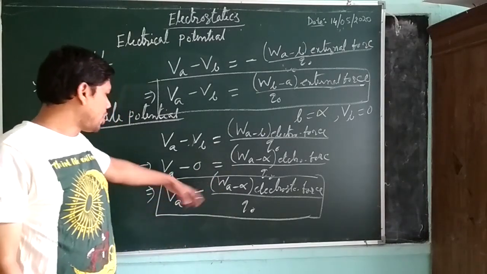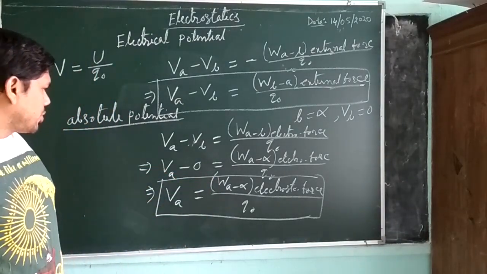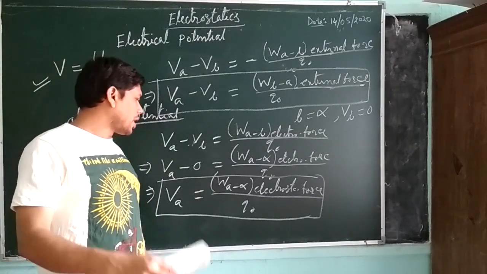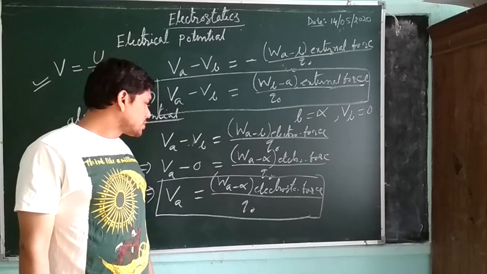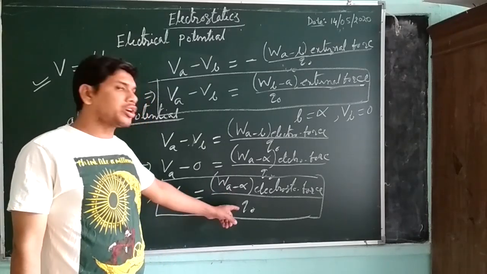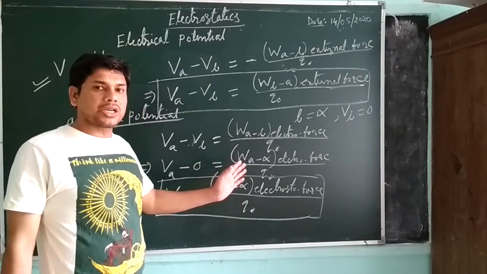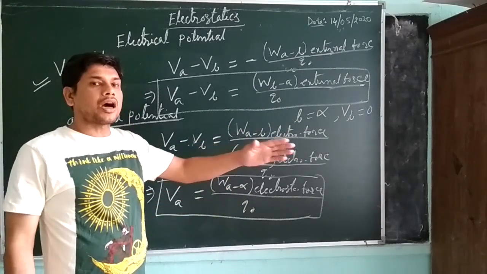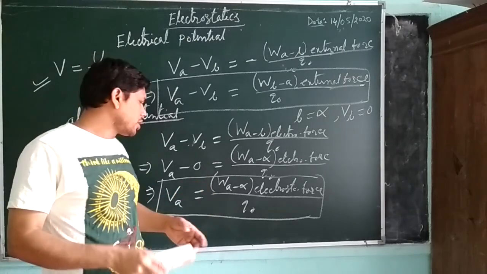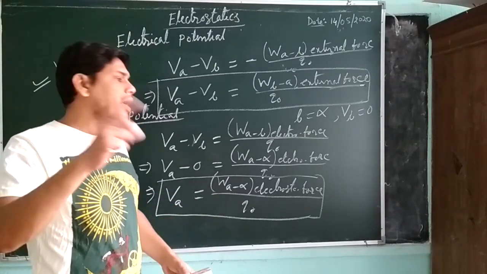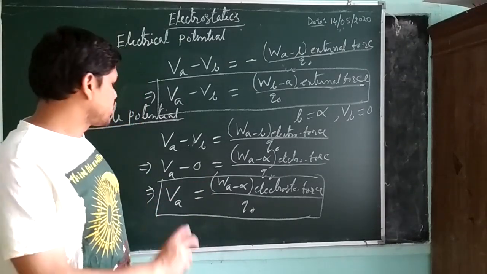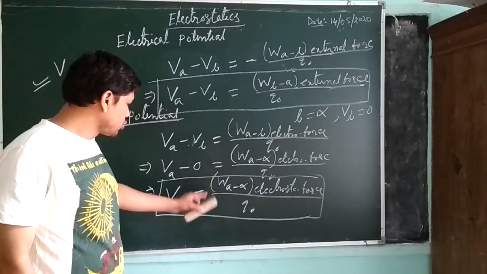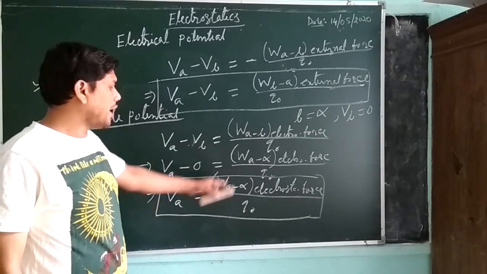How do we define electric potential at point A? It is defined as the work done to displace a test charge Q naught from point A to infinite distance. How much work do we have to do? That work done is equal to the potential energy at point A. So VA equals the work done by the electrostatic force divided by Q naught, the relation between absolute potential at any point and work done.